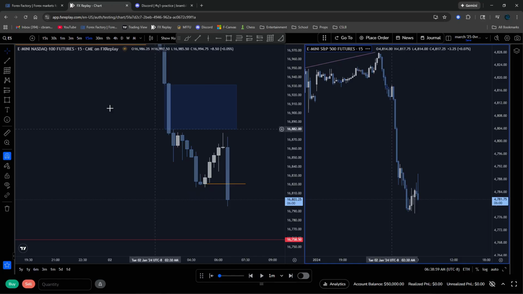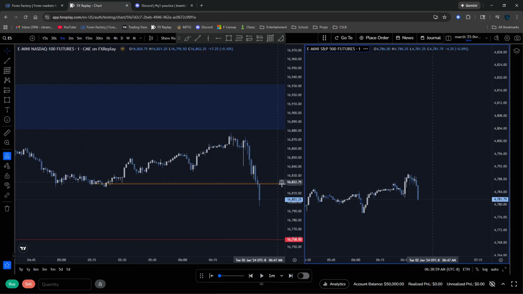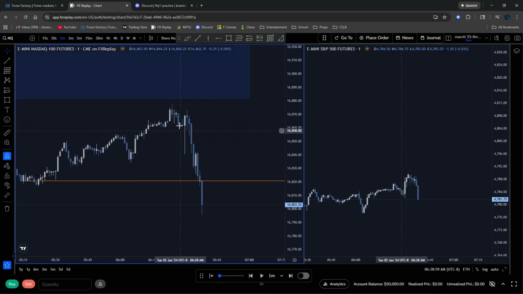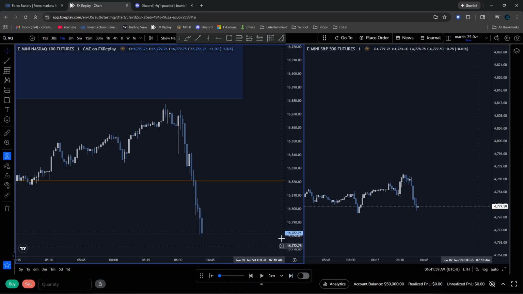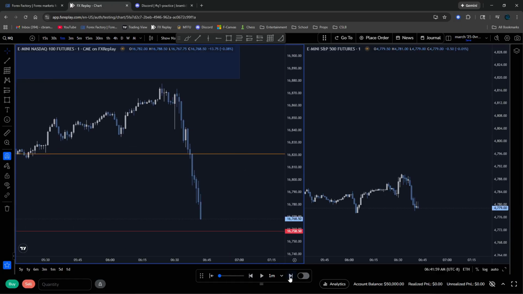So obviously price is taking this low. So now we are pretty much completely bearish, right? Price is telling us, hey, we are sinking. We are trending lower.